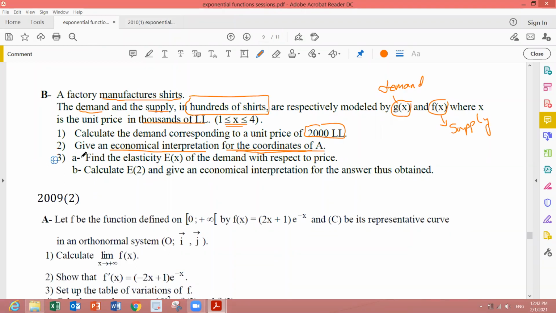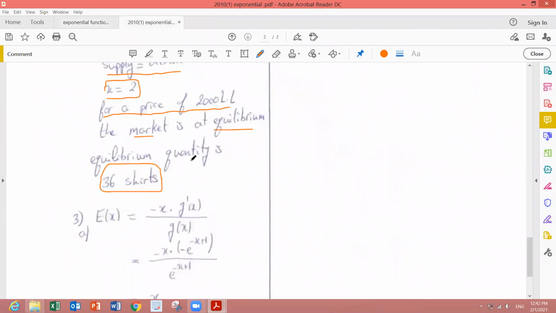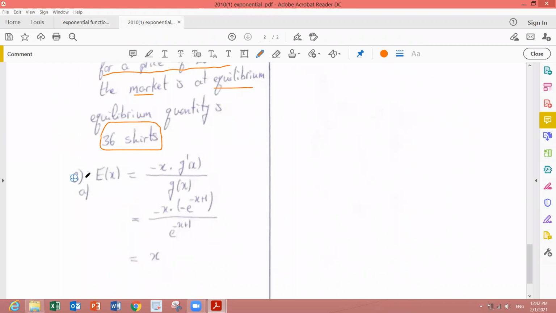Part 3, A, find the elasticity E(x) of the demand with respect to the price. What is the rule for elasticity? Minus x times G prime x over G(x). Good. So the elasticity E(x) equals minus x times G prime x over G(x).